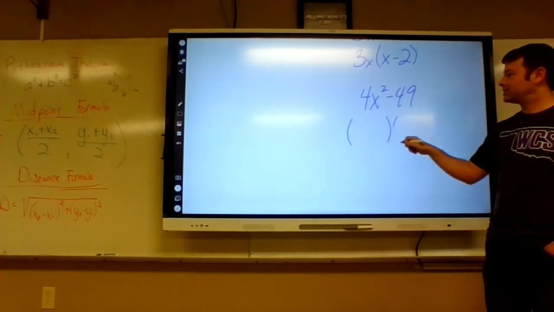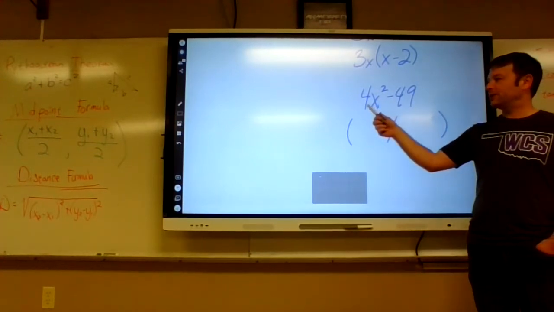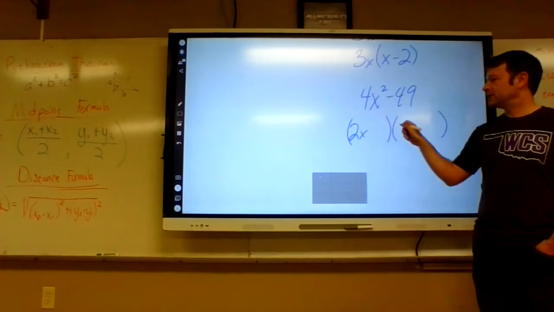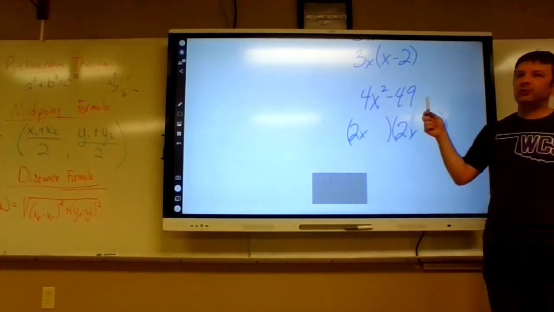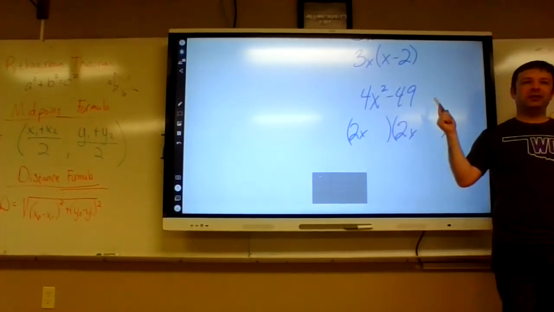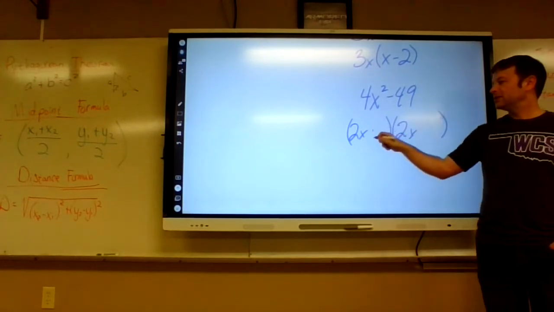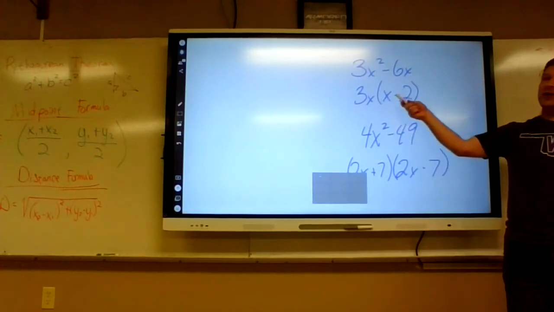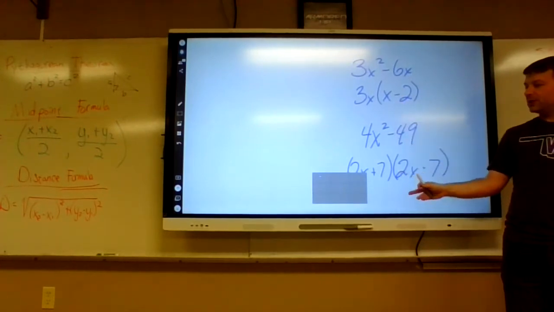So you just do two sets of parentheses. What goes into 4x squared? 2x times 2x. What multiplies into negative 49? 7 and negative 7. That's how you do square minus square. So take stuff out. Square minus a square.